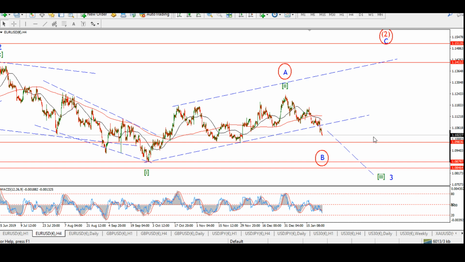Let's start with the FX market. This is euro dollar and the 4-hour chart, and then we'll move on to the hourly chart.